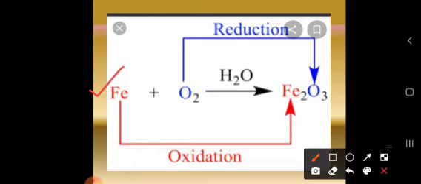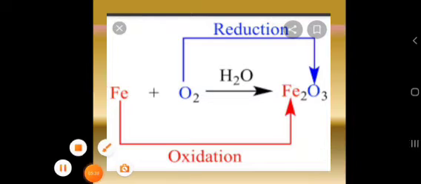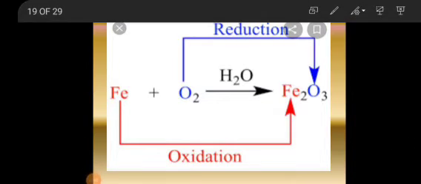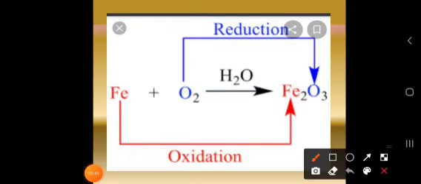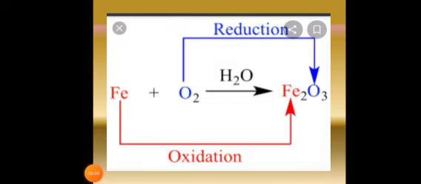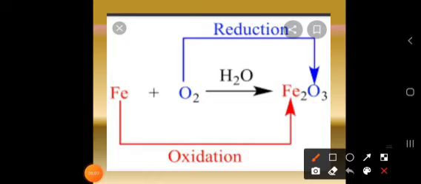So how are you going to say that this is a reduction process and this is an oxidation process? Here oxygen is gaining electrons. Before, it was O2, and now it is gaining more oxygen. So it is considered a reduction. And why is Fe considered an oxidation reaction? Because it is the combination of oxygen and the element. Just once again I am explaining.